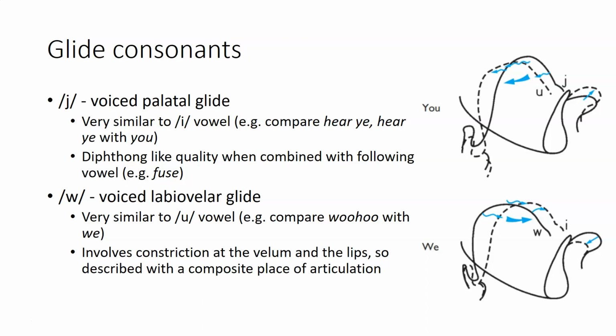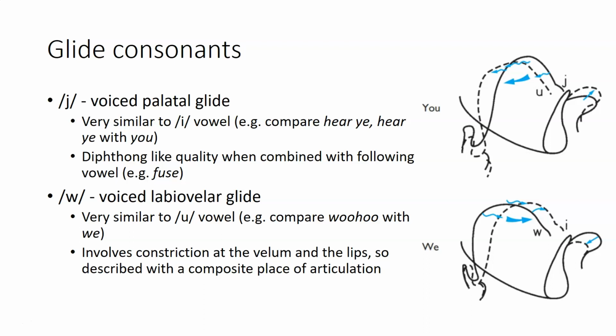The glide consonants include the palatal glide y, which is very similar to an E vowel. If you consider saying something like hear ye, and consider your articulation when you do that, there's very little movement for ye, as opposed to something like you, where the tongue body must be pulled back quite a bit. The y is also sometimes found with a diphthong-like quality, combining with the following vowel in an onset cluster, so in something like fuse.